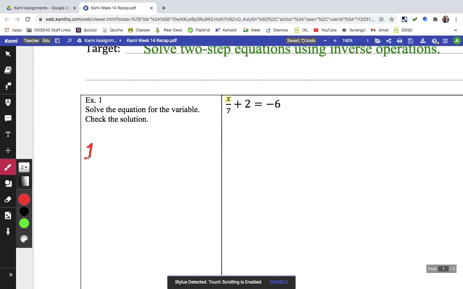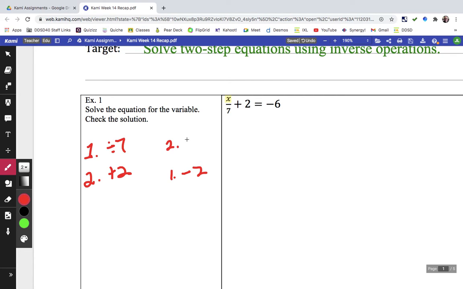An unknown number that, 1, the first thing that happened to it was divided by 7, and 2, 2 was added to that amount. So we're going to reverse that, and the first thing we're going to do is subtract 2, and then the second thing we're going to do is multiply by 7. So notice how those are inverse operations.